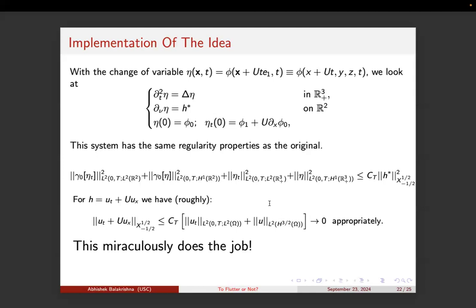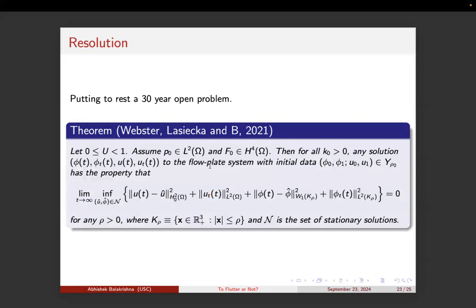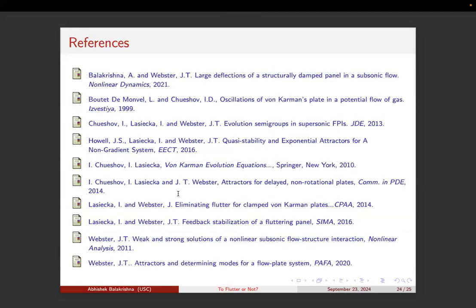And now, through these inequalities, we can transfer the stability on the plate to the flow. And this sort of worked. And we were able to put to rest this 30-year-old open problem by essentially just saying that, hey, we can decouple the system. The only issue was that we had to analyze it microlocally to see that we, in fact, don't really have any loss of regularity. And we were able to show that in subsonic flow, you won't see any kind of flutter. And yeah, that ends my talk.